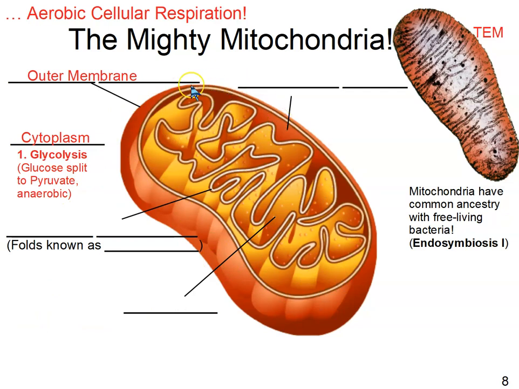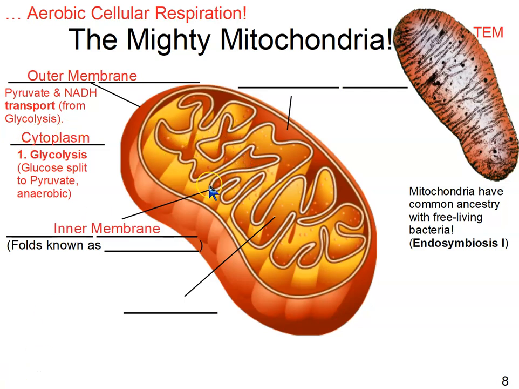So we've got an outer membrane to the mitochondria, and that's what pyruvate has to get across, or pyruvic acid has to get across. So does the NADH, has to cross that outer membrane to enter the mitochondria to participate in the aerobic part of aerobic cellular respiration. And those are coming from glycolysis, right?